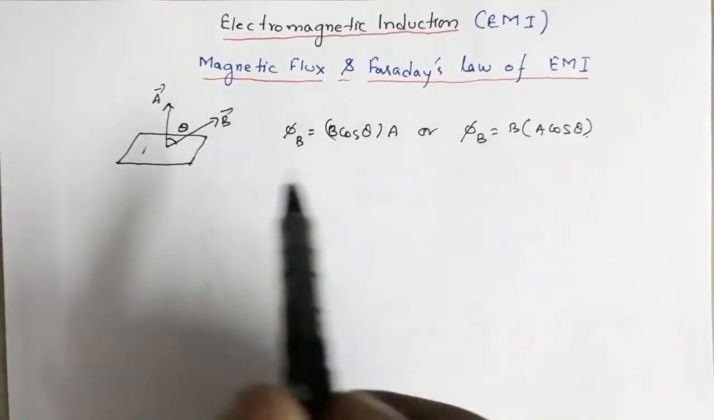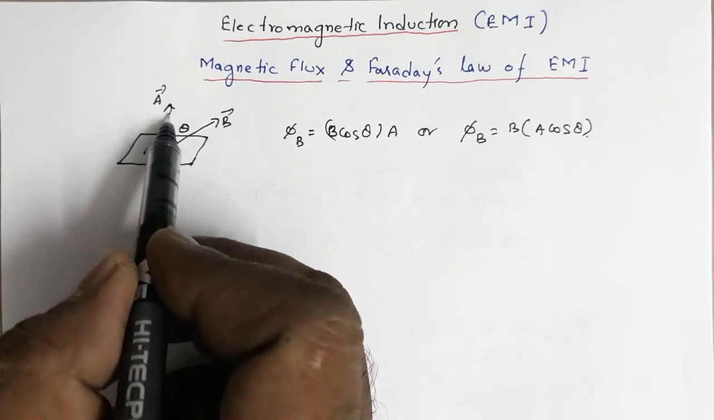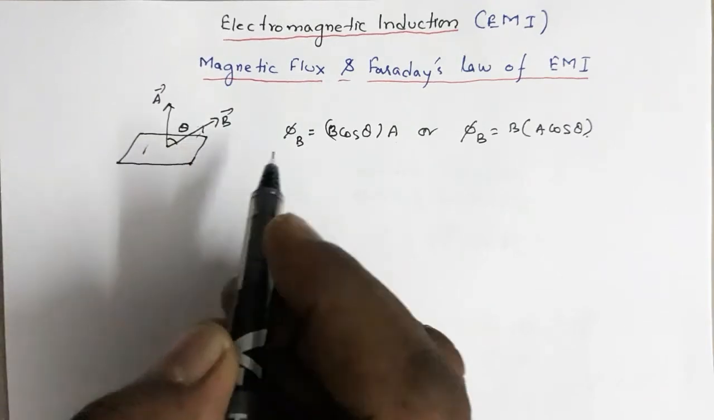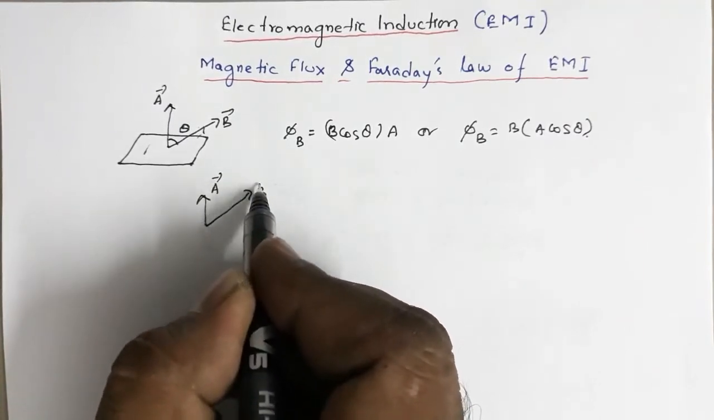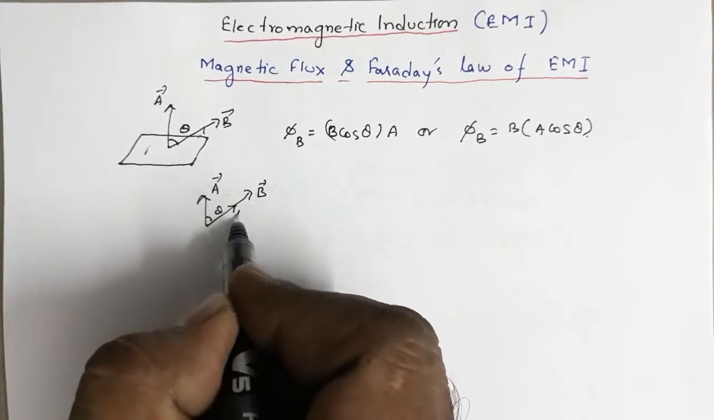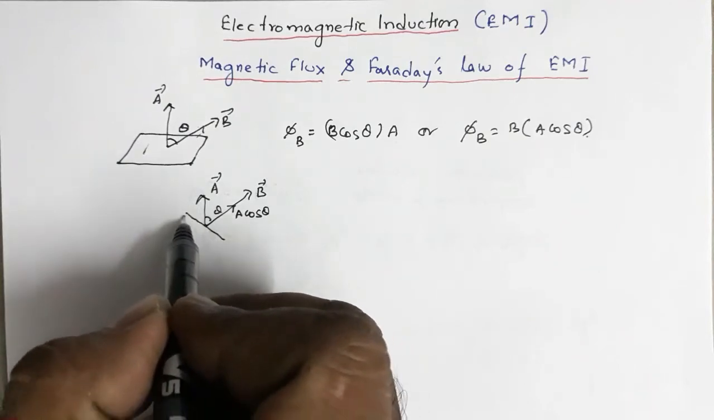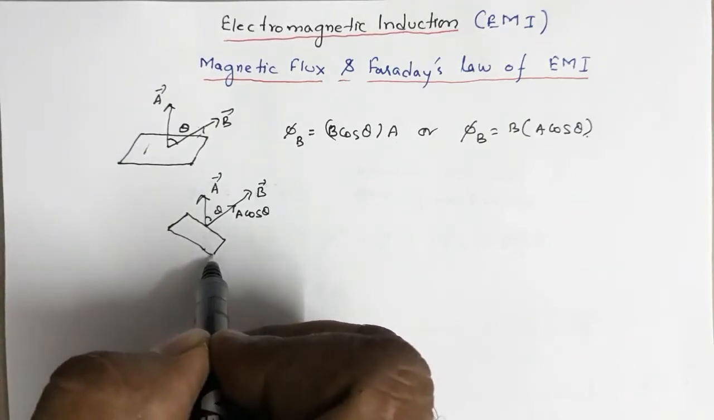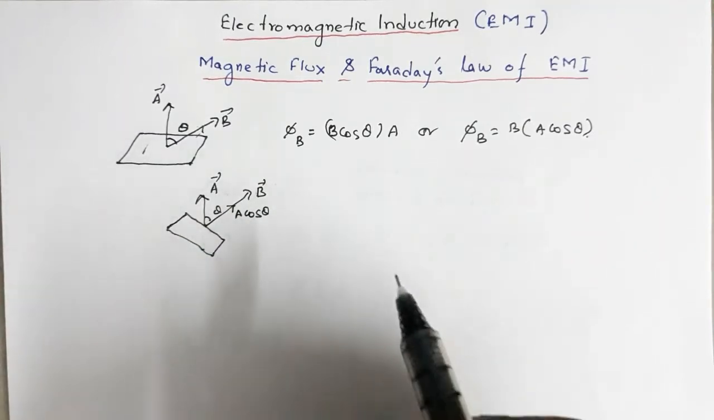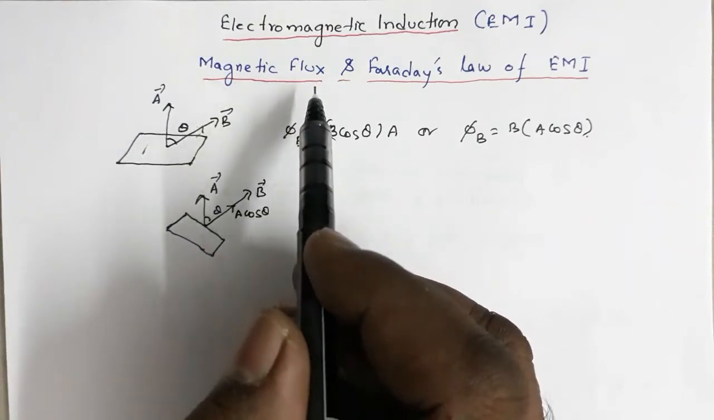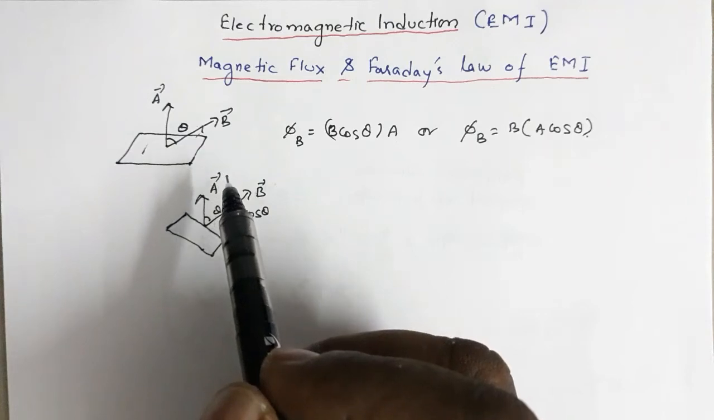Similarly, if I take B into A cos theta, you are taking that component of the area vector. If this is A, this is B, this is theta, then this is A cos theta. So now you are taking that component of area for which the magnetic field is perpendicular to the area. So when we say magnetic flux, we are counting those magnetic field lines which are passing perpendicular to the area being considered.